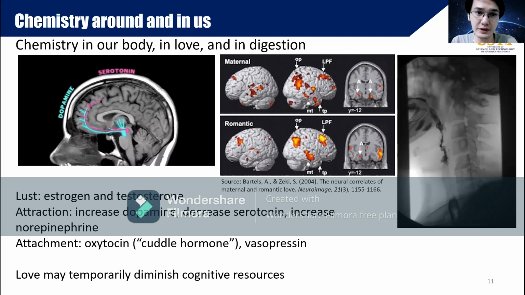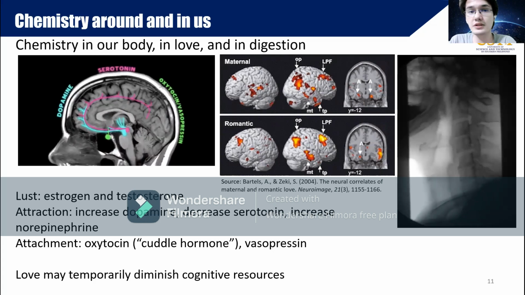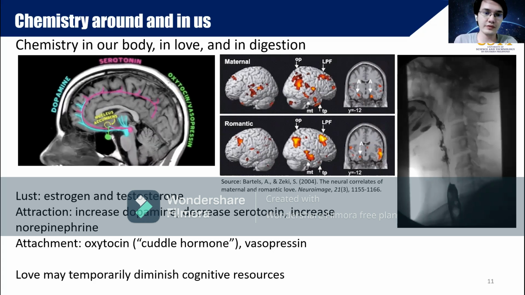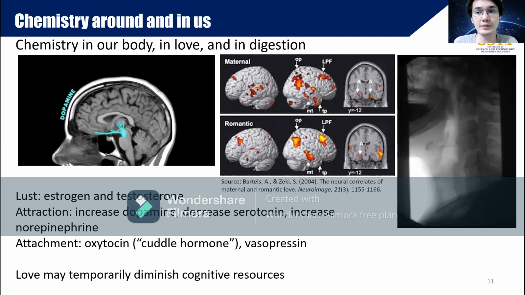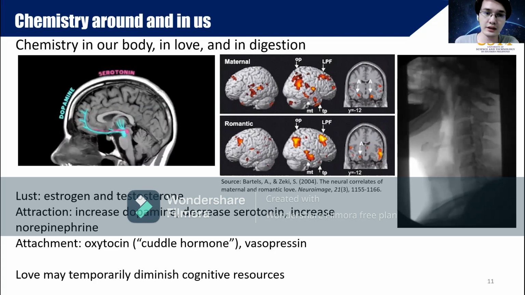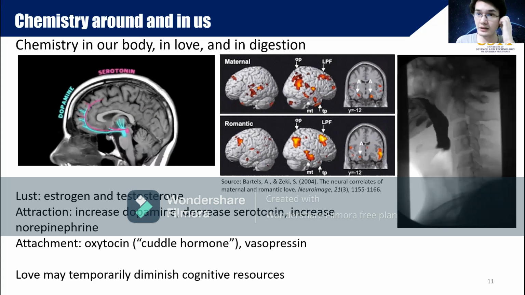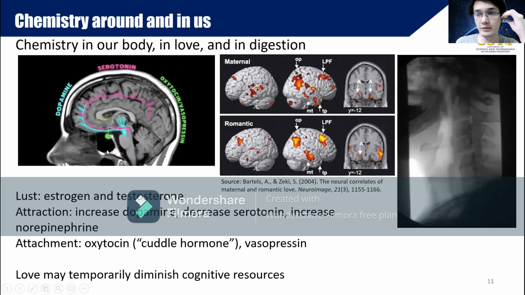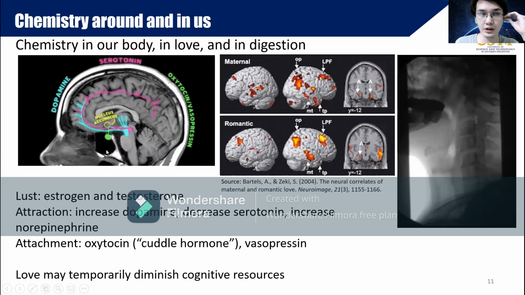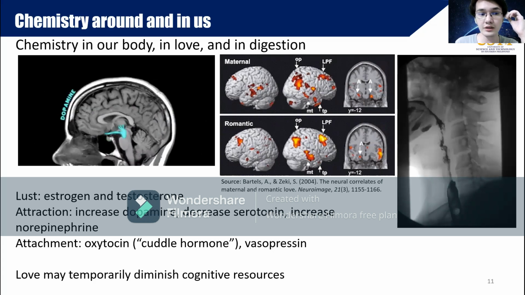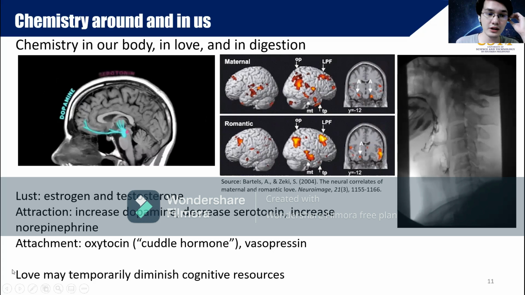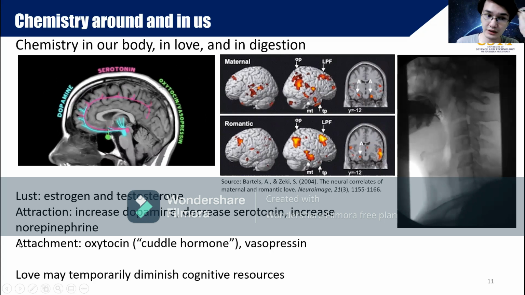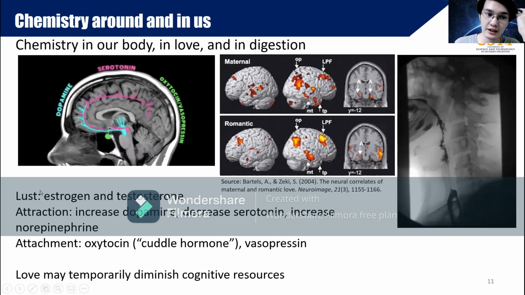Now let's discuss the chemistry in our body, the emotions we feel, and in digestion. So in love, chemistry also participates a lot. Love is governed by the chemical reactions happening in our brains. According to scientists, love can be subdivided into 3 categories, which are lust, attraction, and attachment.